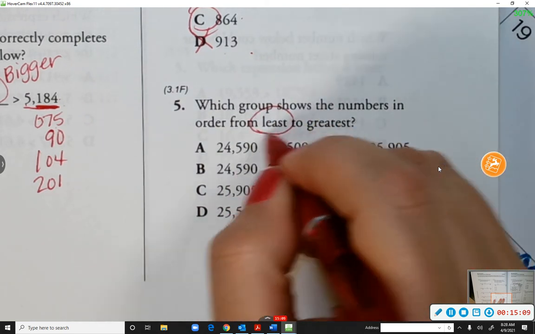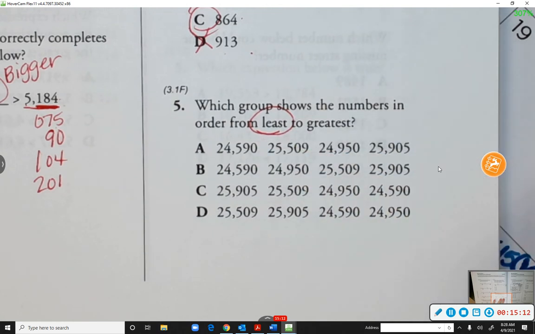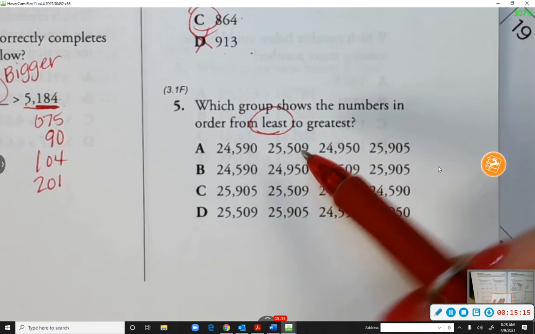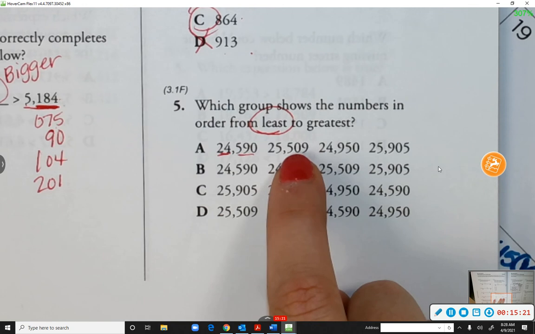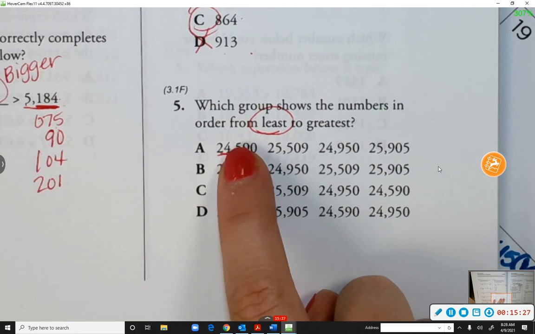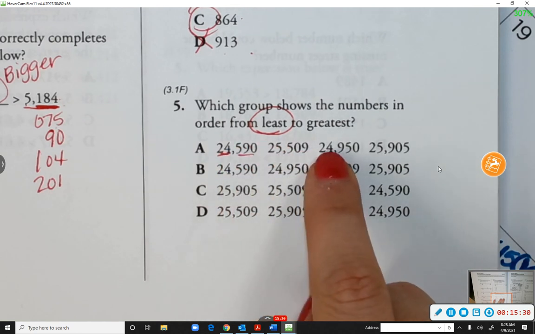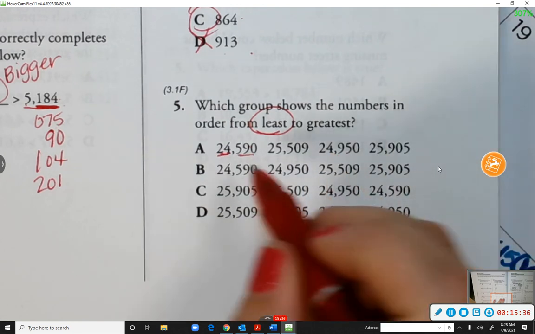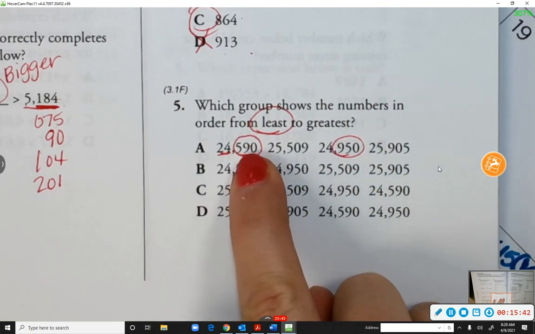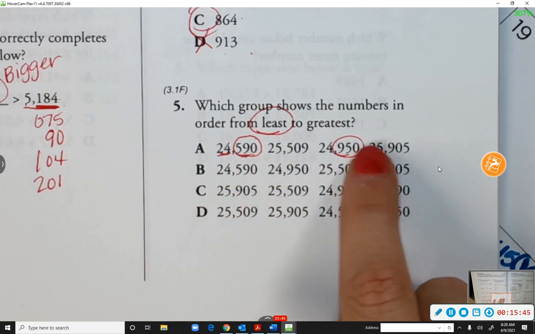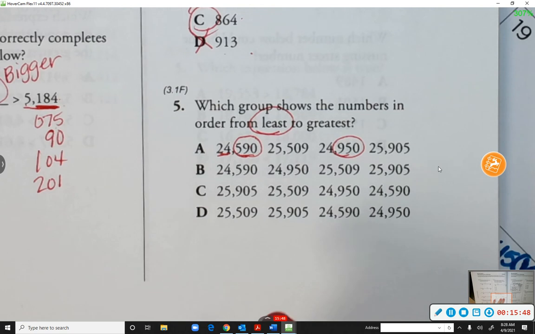So since we're starting with the least, does A have the least in front? Well, I have 24,590. 25,509. Is that bigger or smaller than? It's bigger, okay? So 24,950, is that bigger or smaller? Okay, let's look again. I have 590 and 950. Is this one still the least? Yes, because 590 is less than this. Okay, so far they have the least in the front, but is it correct?